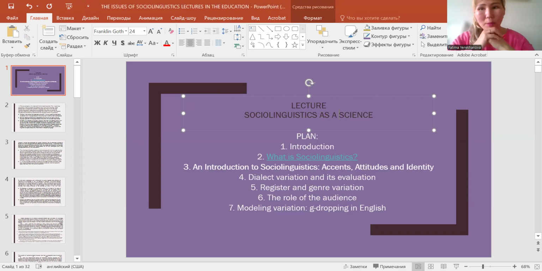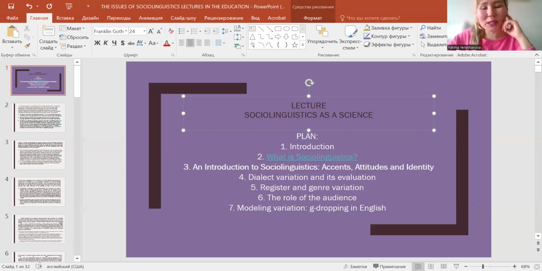So what we will talk about here, as you can see, is sociolinguistics as a science, because according to our plan, as usual, we have a few questions related to our subject matter. The first one is the introduction. We have to talk about it, and the second one is, what is sociolinguistics? And the third one is the introduction to sociolinguistics.